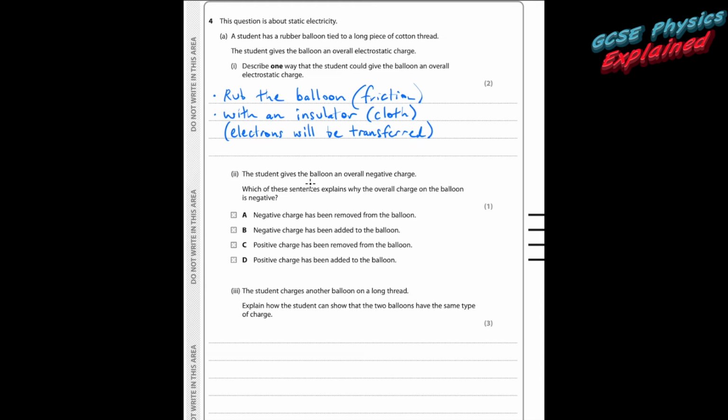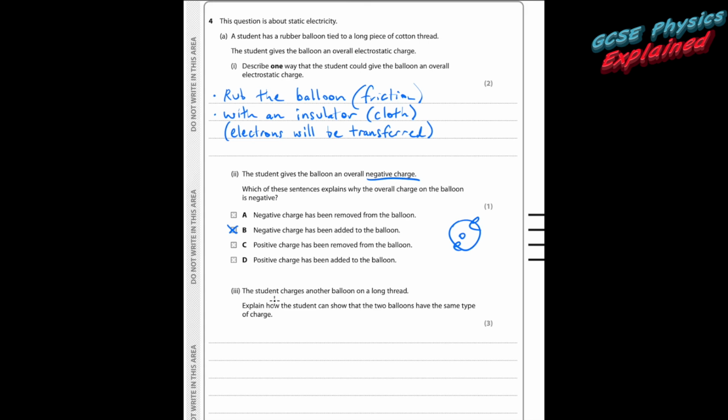Part 2. The student gives the balloon an overall negative charge. Which of these sentences explains why the overall charge on the balloon is negative? Well, as I've just said, it's because negative charge has been added to the balloon. So electrons have been added to the balloon. Now remember, you can never move the positive charges. They are the protons which are tucked away tight in the nucleus. So it's only ever the electrons in the outer shells that get transferred.